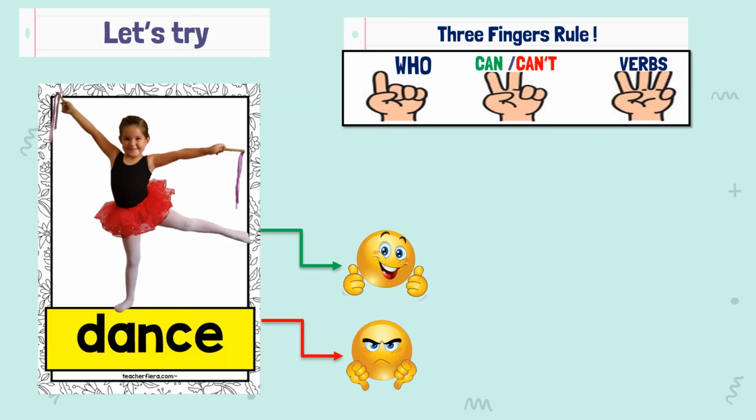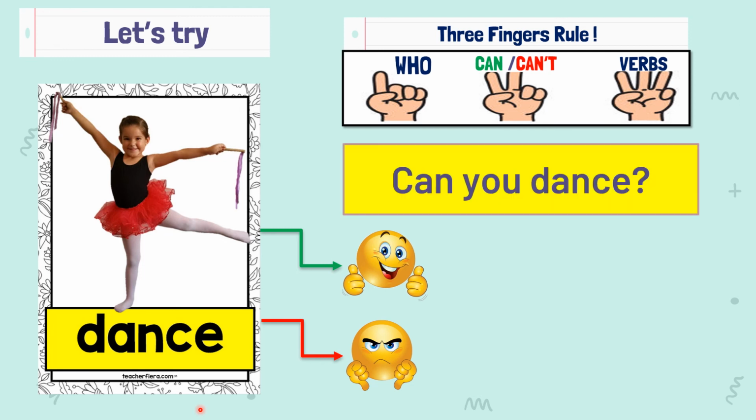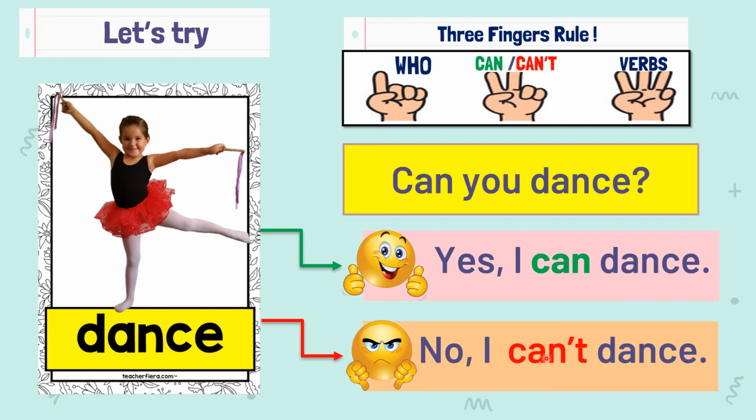Okay, so now let's try to ask question using the three fingers rules with the word dance. So number 1, we start off with a positive answer. When you ask question, you start off with can you dance? So if you can dance, like this picture with a happy face, how should you answer the question? You should say, yes, I can dance. But if you cannot dance, how should you answer? No, I can't dance.